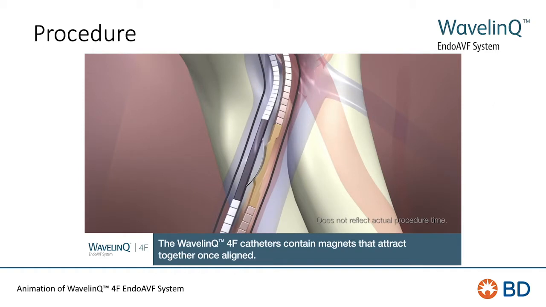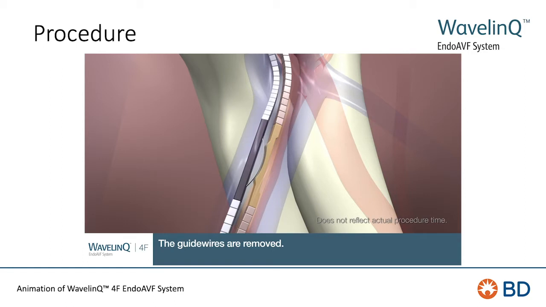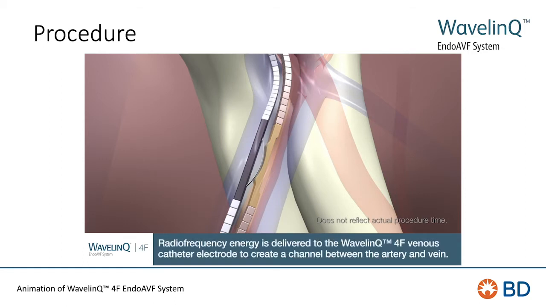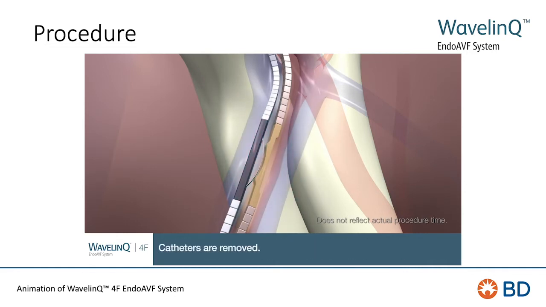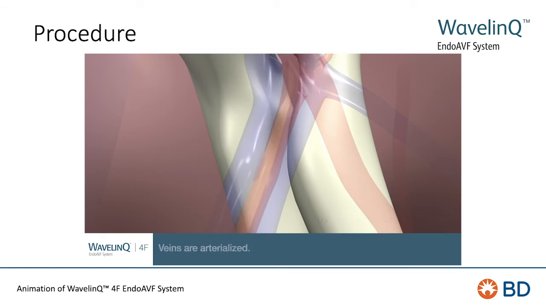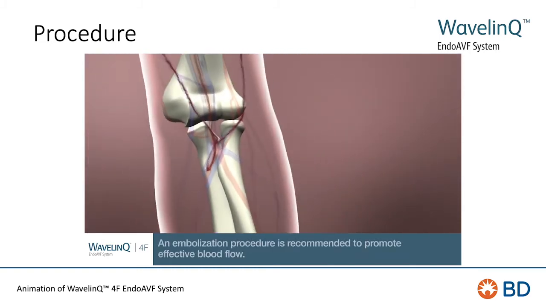The magnets are aligned. Once we confirm they're aligned, we remove the wires. The 014 wires come back. We're left with the device in the artery and the vein. We activate the device. We remove the devices and we confirm a patent AV fistula. Now, access hinges on flow in those superficial veins. To improve that flow superficially, we often place a coil in that brachial vein to coax more flow superficially to facilitate dialysis.